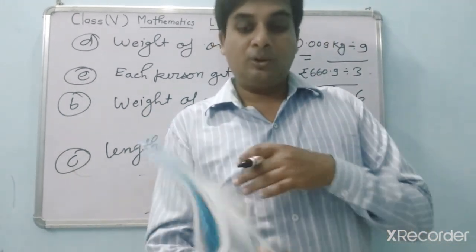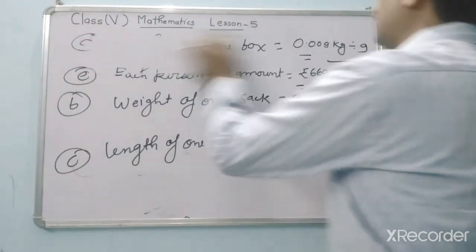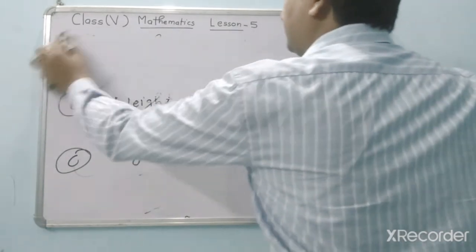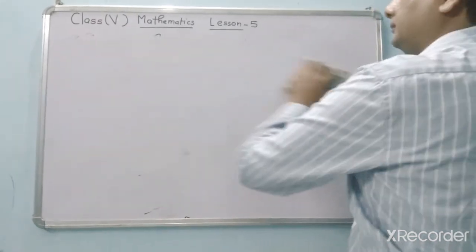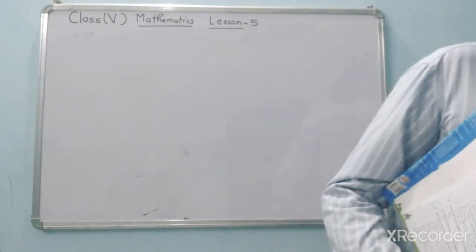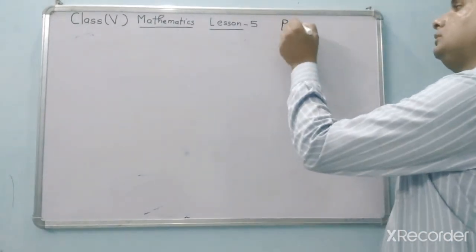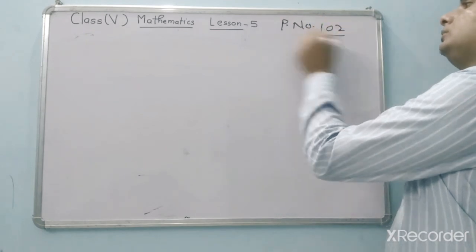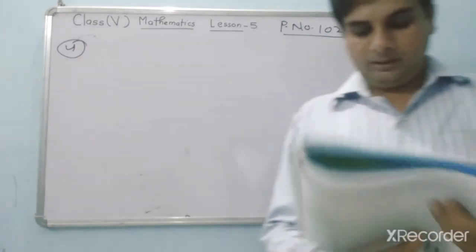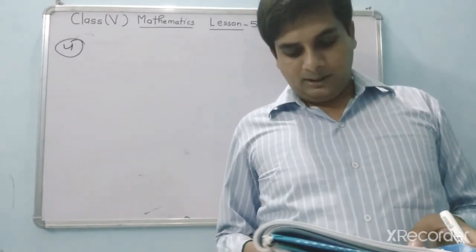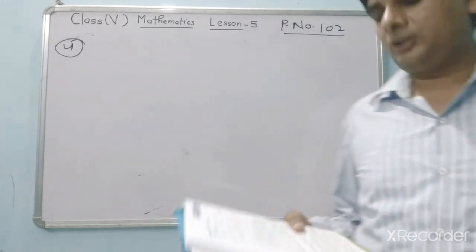Now we are going to discuss from question number 4. 3 problem solving questions are given. We are going to discuss about that. That is question number 4, page number 102. What is the question? Ashok has this much and Sunita has this much. Who has more money and how much? Who has more money? First you compare.